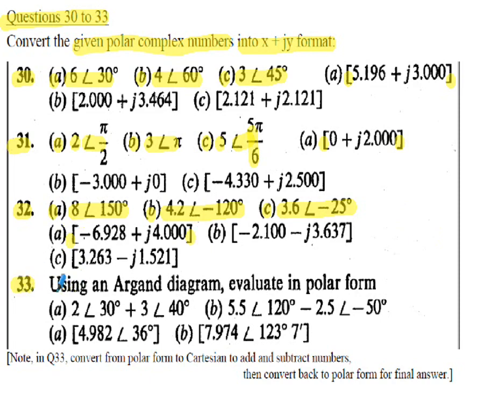Question 33, using an Argand diagram, we're asked to evaluate in polar form the following problems. So it's A, 2 argument 30 degrees plus 3 argument 40 degrees. Part B, 5.5 argument 120 degrees minus 2.5 argument negative 50 degrees. Answers are shown in the square brackets. As a hint for question 33, it says convert from polar form to Cartesian to add and subtract the numbers and then convert back to polar form for the final answer. So just be careful with question 33, a bit more work in there.